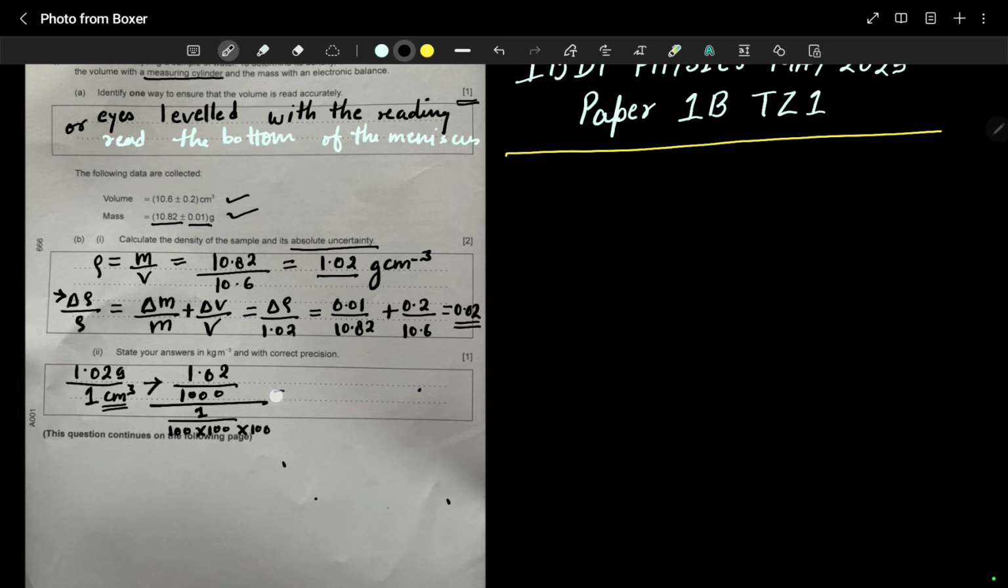If I solve it, I get 1.02 times 1000, which is nothing but 1020. But they are saying with correct precision, so we have to write the uncertainty also with that. The uncertainty was 0.02 in gram per centimeter cube. To convert it into kg per meter cube, I'm going to multiply this also by 1000, repeating the same procedure. So ultimately it is 0.02 times 1000, so we get 20. This is now in kg per meter cube.